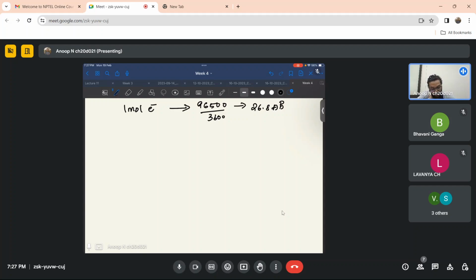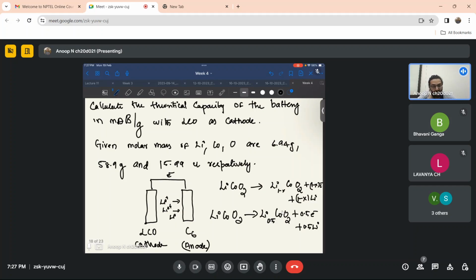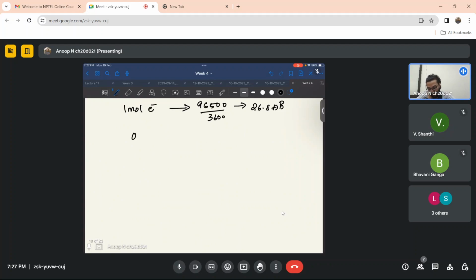Here, how many electrons are involved in this equation? How many electrons are there? Yeah, 0.5. So 0.5 mole of electron. What will be the charge in ampere hour? 13.4 ampere hour. So is this clear?